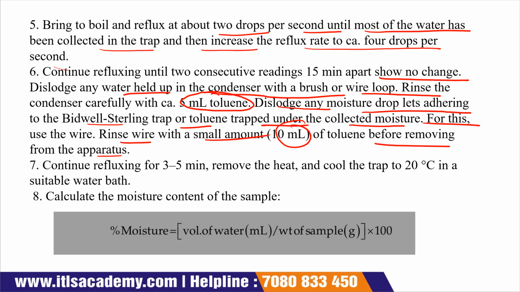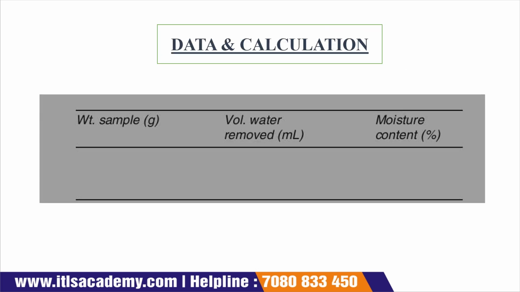After that, we have to remove the heat and leave it for cooling so that the temperature reaches 20 degrees Celsius. Now we have to calculate the moisture content with the help of this formula. Moisture content is equal to the volume of water divided by the weight of the sample, multiplied by 100. So this is the formula for moisture content determination. Here we have the weight of the sample, volume of water and the moisture content. Suppose you take two consecutive readings, then you can also put them into this table.